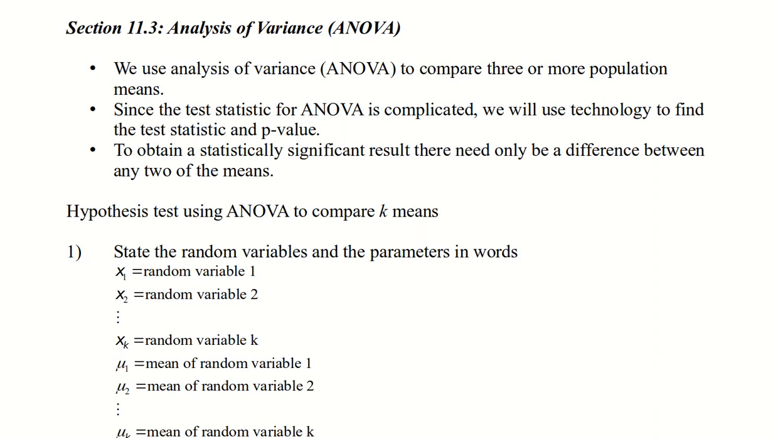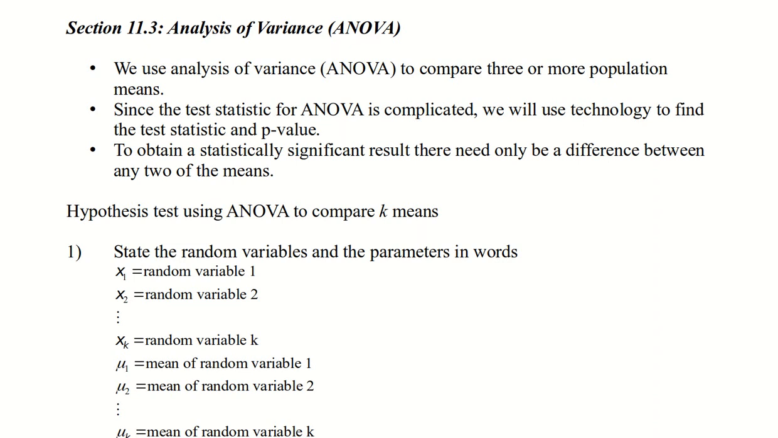Okay, welcome to 11.3, Analysis of Variance, also known as ANOVA. This is the last section in our book, and we will go from comparing two variables to one, and now in section 3 we're going to compare 3 or more population means. Now, the test statistic is an issue. We're not going to talk about how to compute it manually. Instead, we're going to let our calculators compute the test statistic and the p-value.